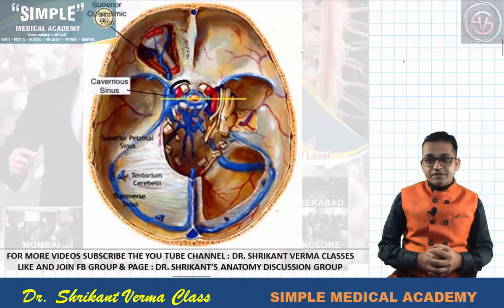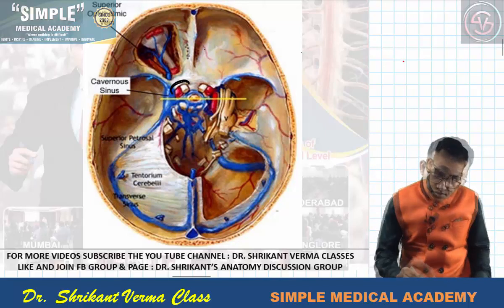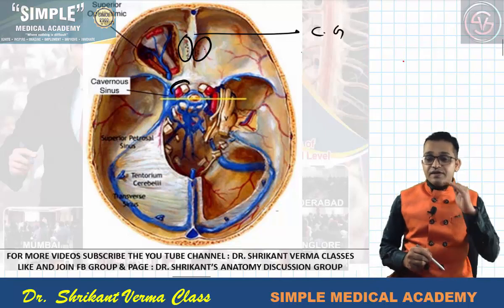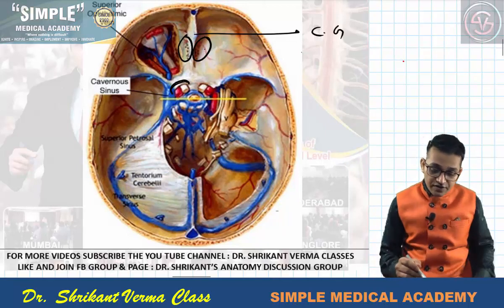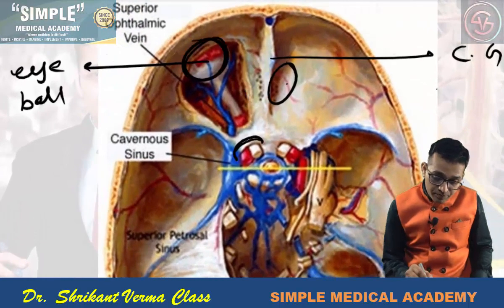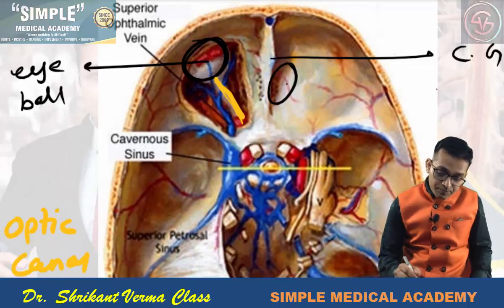Can you see this image? In this image you can easily see that this structure is the crista galli, and on its side there is the sieve-like structure, the very thin bony plate, that is the cribriform plate of ethmoid, which passes the olfactory nerve. And can you see, this is the eyeball, the optic nerve is passing through the optic canal. So this particular foramen is indicating the optic canal which is passing the optic nerve.